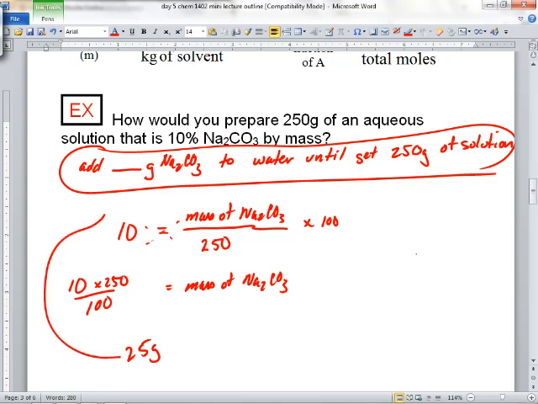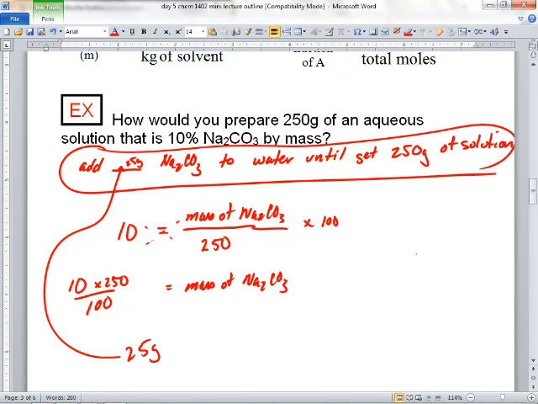So that is what we put up here. Add 25 grams of sodium carbonate to water until we get 250 grams of solution. So we could say add 25 grams of sodium carbonate to how many grams of water? To 225. That would be another answer. Add 25 grams of sodium carbonate to 200. The total has to be 250. That also works. It seems to me this is easier, but they all work.